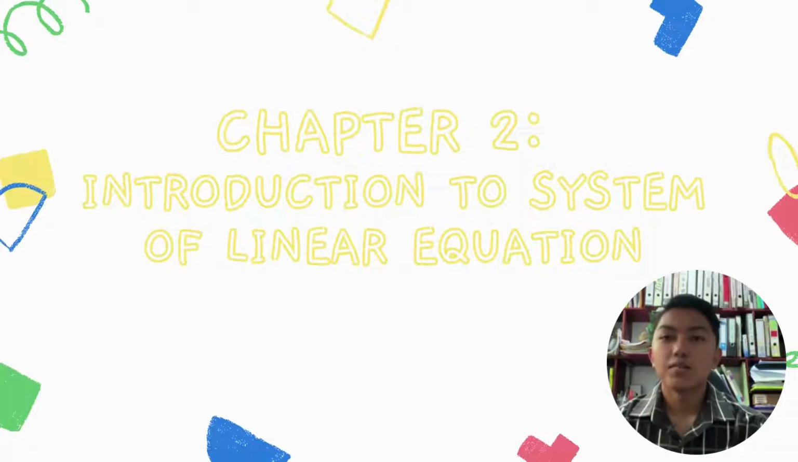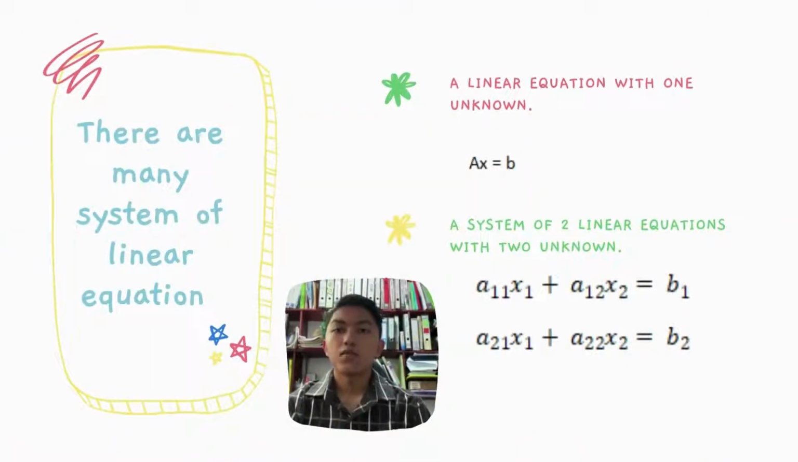Now I will explain about introduction to system of linear equations. A system of linear equations is a set of linear equations that we usually want to solve at the same time. There are many systems of linear equations. First is a linear equation with one unknown, ax equals b. This equation has been seen in form 1.